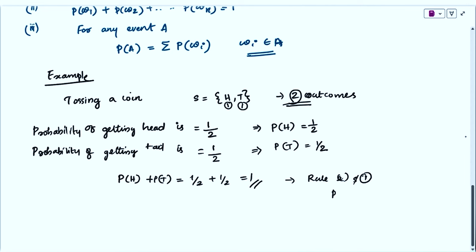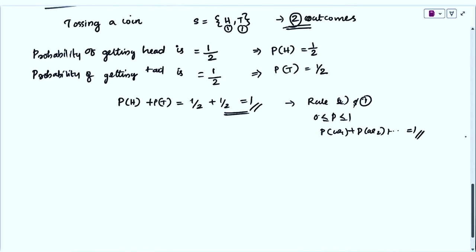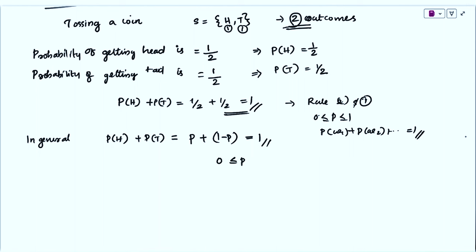That is, probability is always between 0 and 1, and the sum of the probabilities, omega 1 plus omega 2 plus etc., is equal to 1. From this example, we can see that the total probability of the events is 1. Then, in general, we can write the probability of head plus the probability of tail as P plus 1 minus P, which is equal to 1, with 0 less than or equal to P less than or equal to 1. This is an example of the axioms of probability.